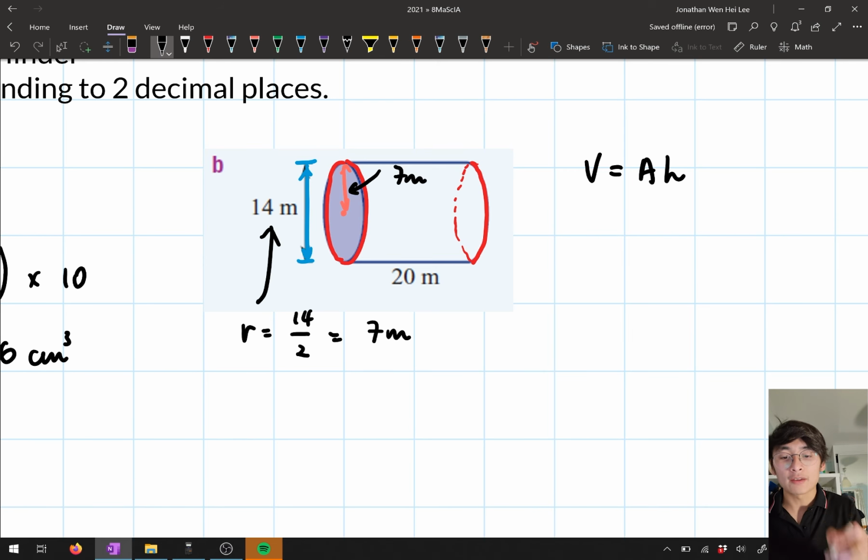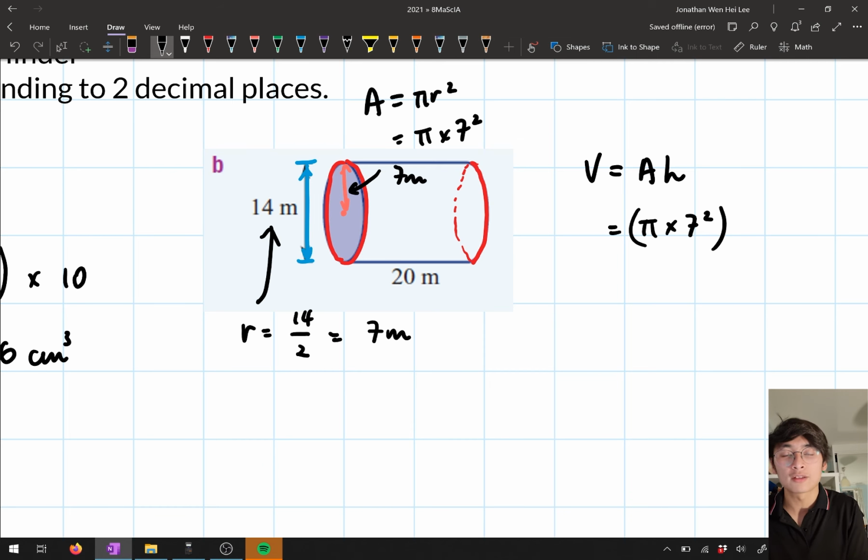And so once I've done that, I can find the area, because the area is just pi r squared. So that's just pi times 7 squared. So let's put that in: pi times 7 squared for the area of my circle. And then once again, we need to find the perpendicular height, or the height between the two circles. So that's going to be this measurement over here, 20 meters, times by 20.